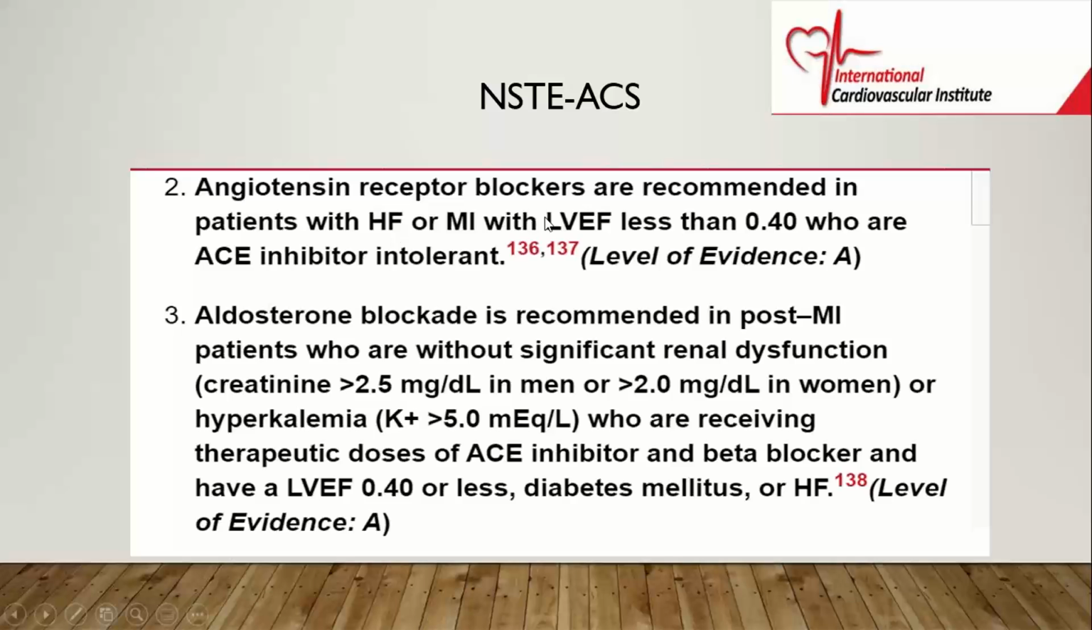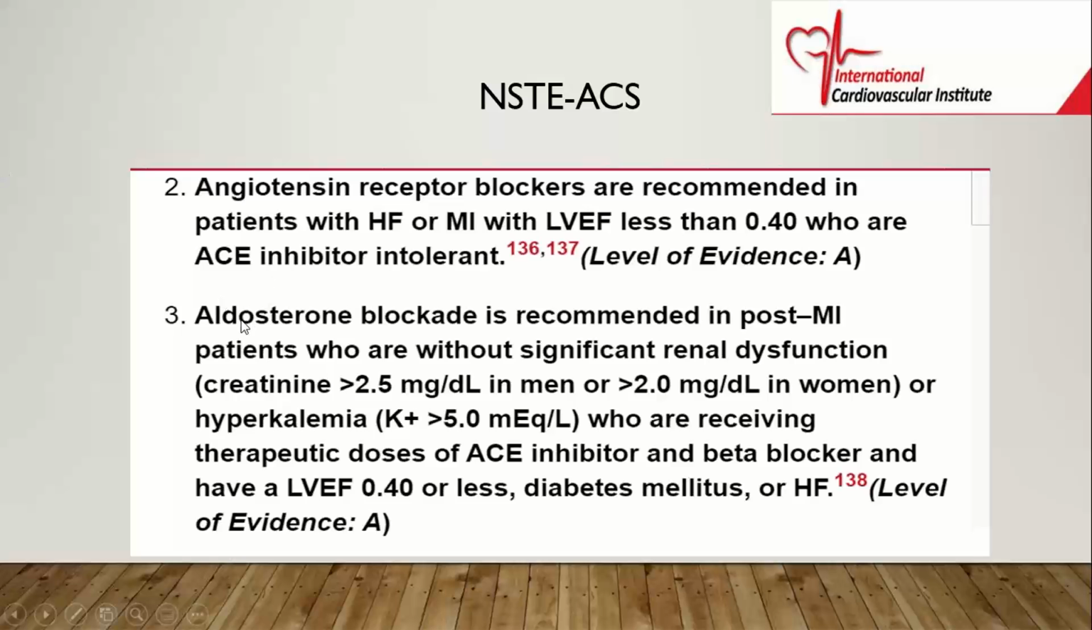So the angiotensin receptor blockers, if they cannot take the ACE inhibitors. And if the ejection fraction is less than 40% and they're on an ACE inhibitor and a beta blocker, you can start aldosterone blockade, especially after an acute infarct, after the patient has a heart attack. So your spironolactone, your Aldactone.